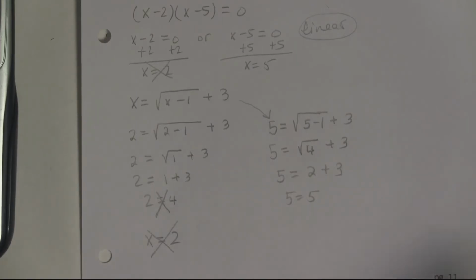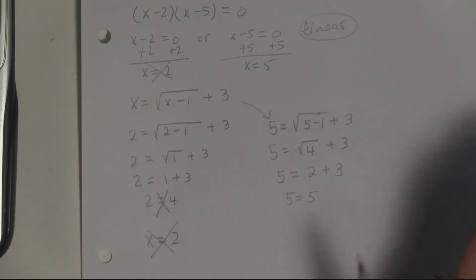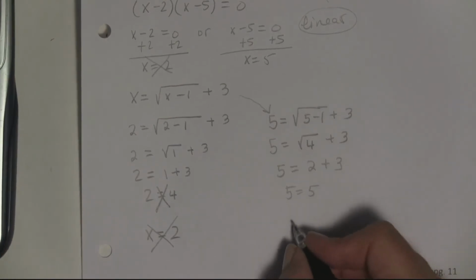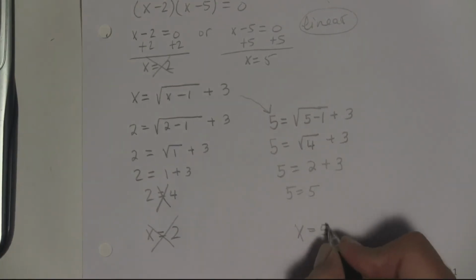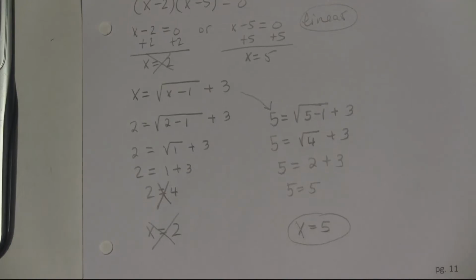And coincidentally, both sides are equal to 5. That's a coincidence of this problem. So x equals 5 is a good solution. And that's a good way that you would put it.